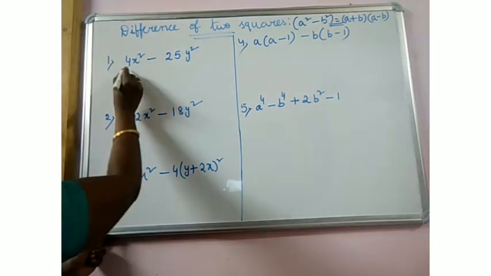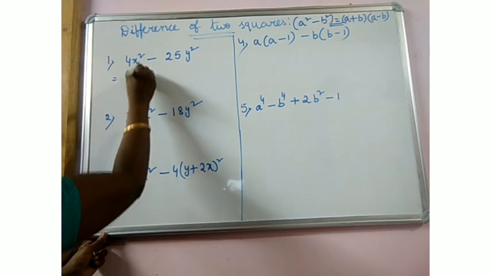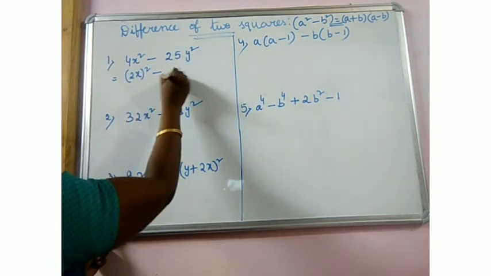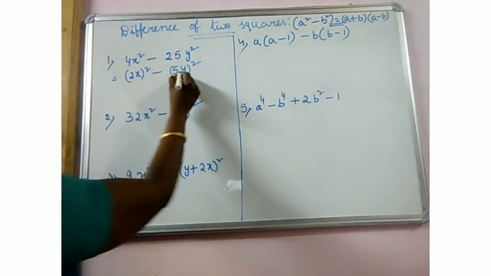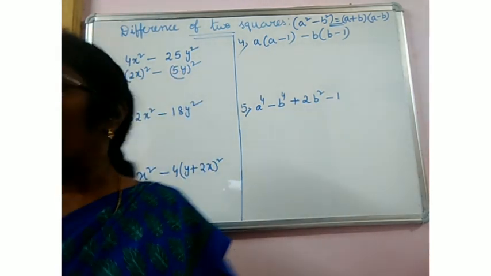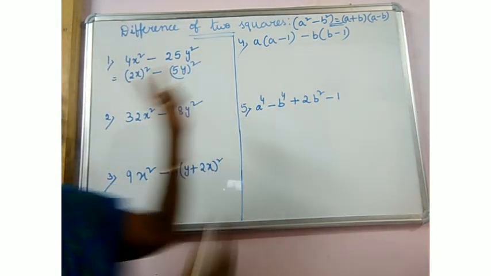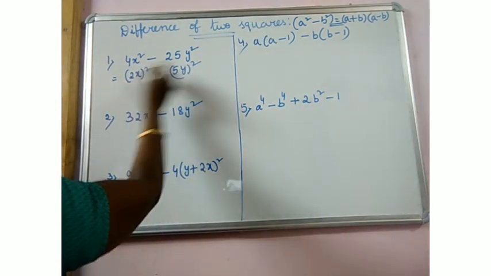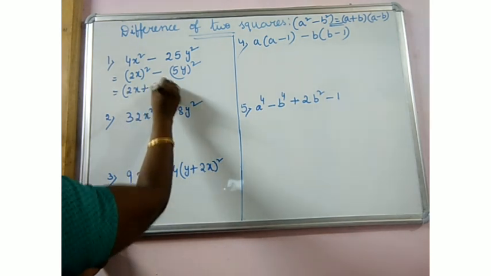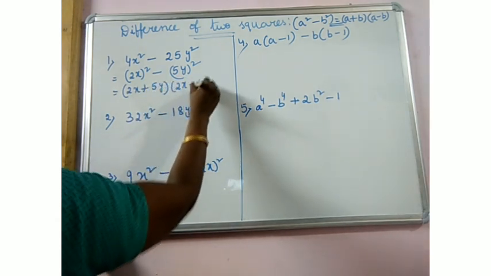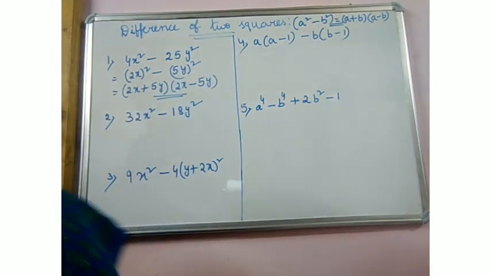Let us learn some. 4x square minus 25y square. 4x square is 2x whole square. 25y square is 5y whole square. Here in place of a, 2x is there. In place of b, 5y is there. Thinking of 2x as a and 5y as b, let us open this. Like a square minus b square, with a meaning 2x and b meaning 5y, we get 2x plus 5y into 2x minus 5y. That is a plus b into a minus b.